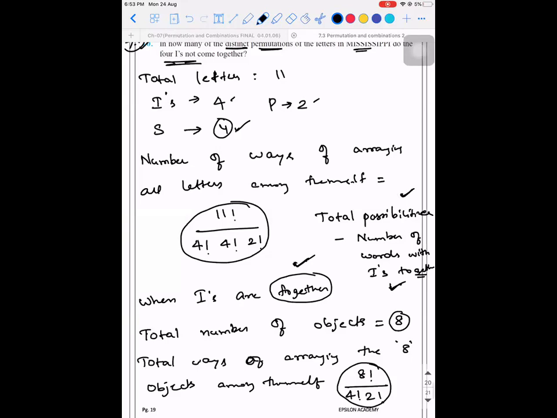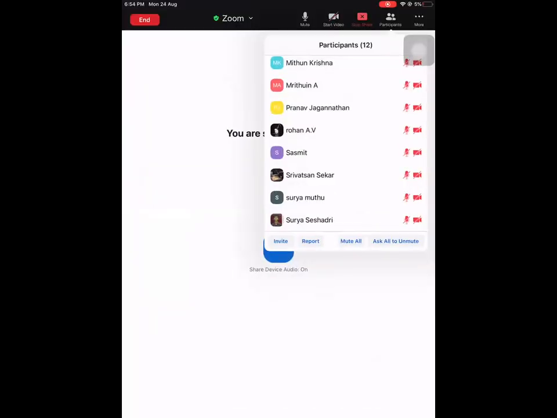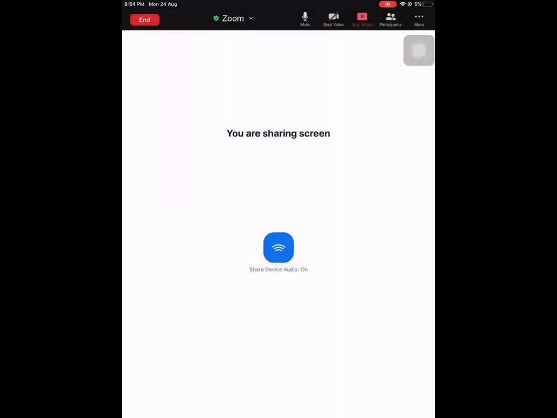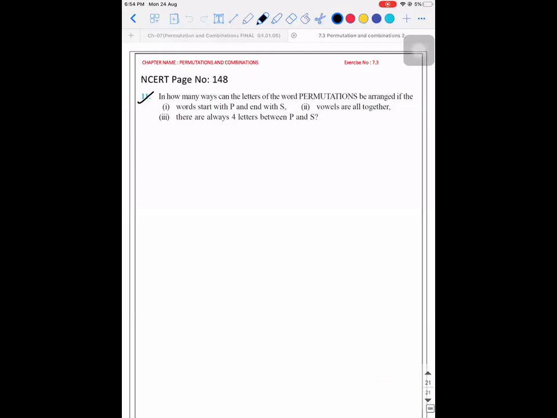Shall we do the next one? Now listen. In how many ways can the letters of the word PERMUTATIONS be arranged if the words start with P and end with S? Who wants to try? There are 12 letters: 1, 2, 3, 4, 5, 6, 7, 8, 9, 10, 11, 12.